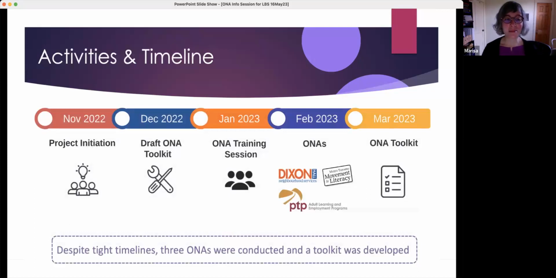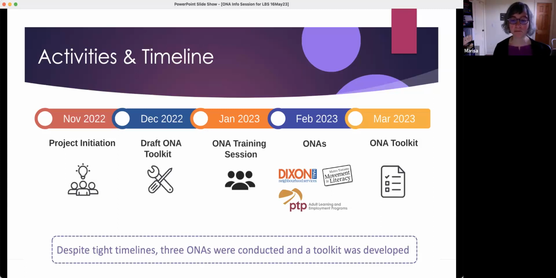So the activities and timelines last year, you will notice, were short. They were very short. In 5 short months, MTML is quite pleased with what they were able to accomplish. 3 ONAs were conducted, a toolkit was developed, and all this because of, I would say, support from LBS practitioners and their willingness to jump right in at a time when there was quite a lot of uncertainty.